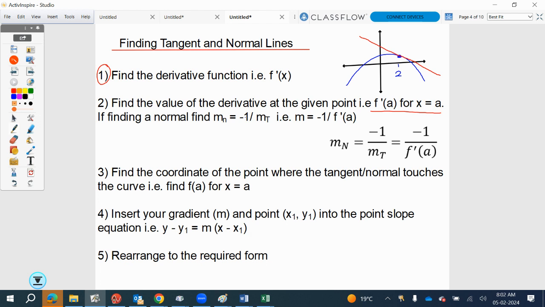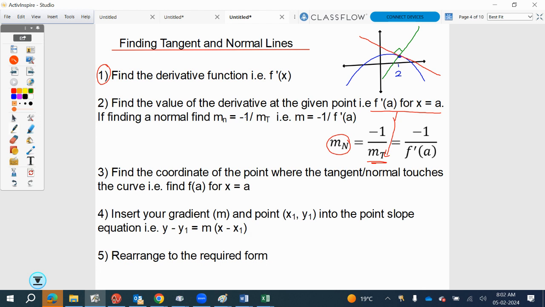If we're finding the normal, we have to do one more step further. To find the gradient of the normal, we take the gradient of the tangent line, which is the one we've just found here, and we take minus 1 over this, and this will give us the gradient of the normal at any point. Because the normal is perpendicular to the tangent at this point. It's about perpendicular lines.